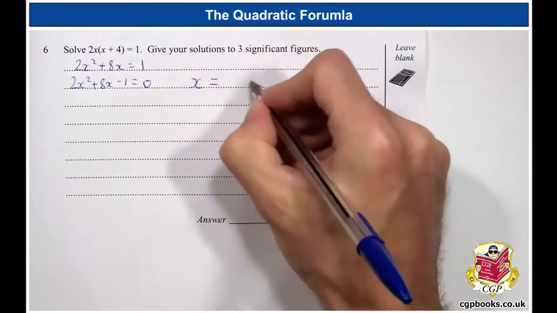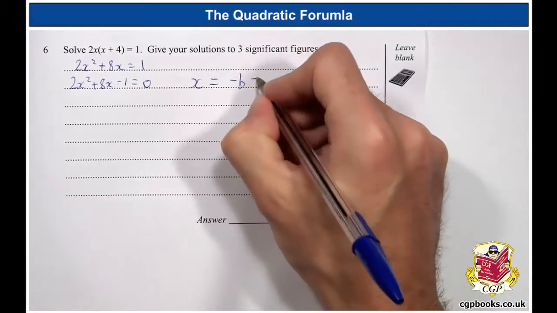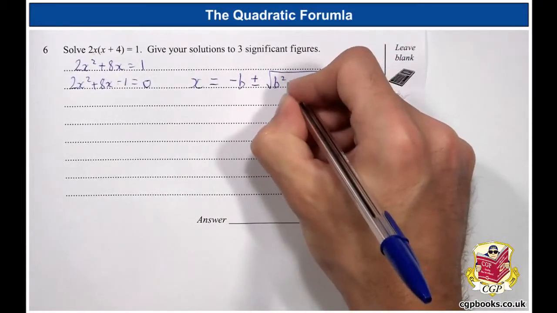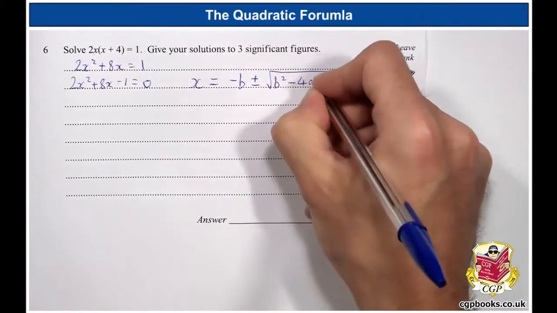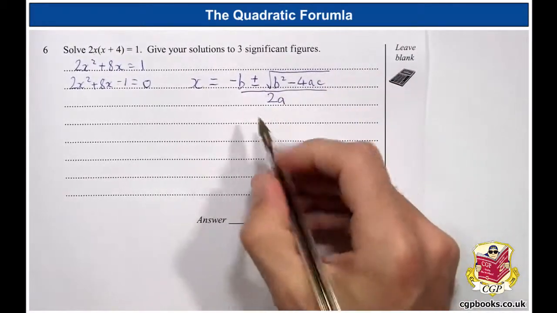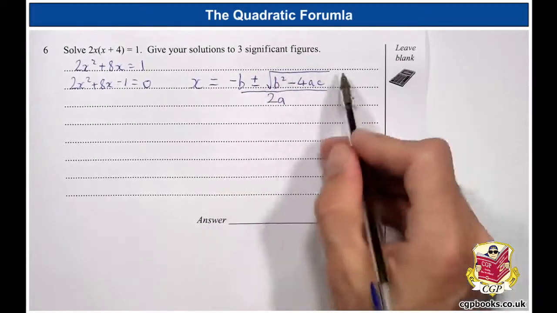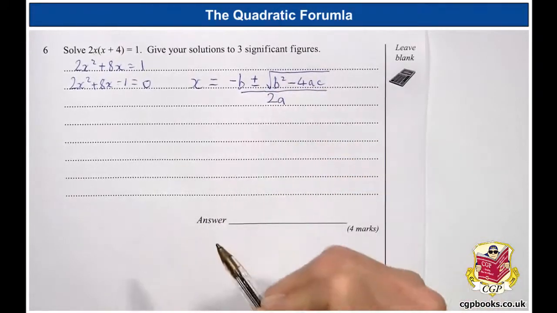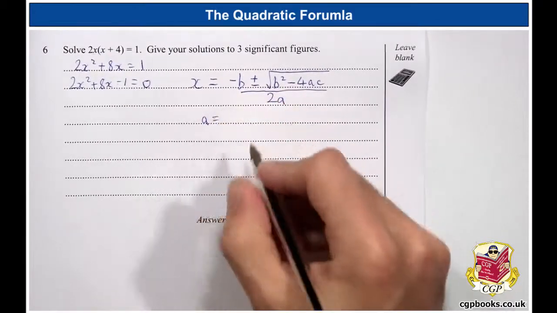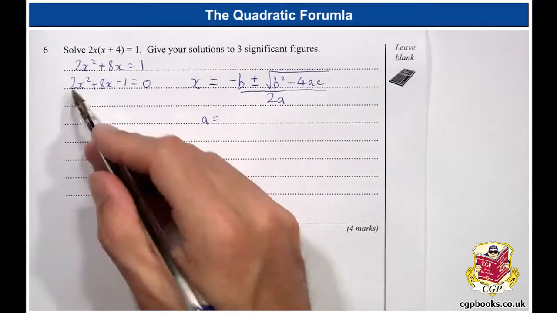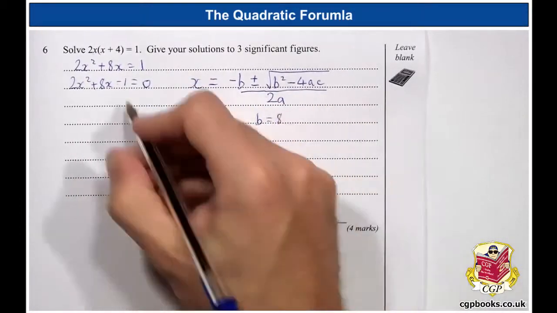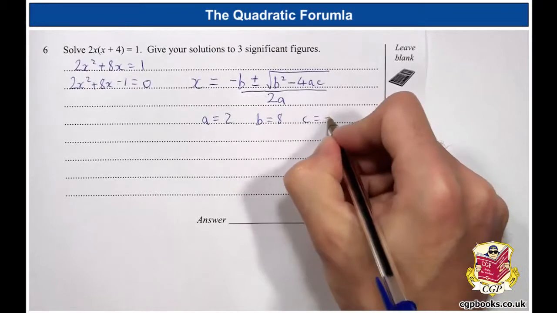Now I'm sure you'll know the formula off by heart, but if you do forget it, or if you want to check it in the exam, it will be on the front of the exam paper. But you should be so familiar with it that you know it off by heart. So minus b plus or minus the square root of b squared minus 4ac over 2a. And now we can write down the values of a, b and c for our particular equation. A is 2, b is 8, c is minus 1.